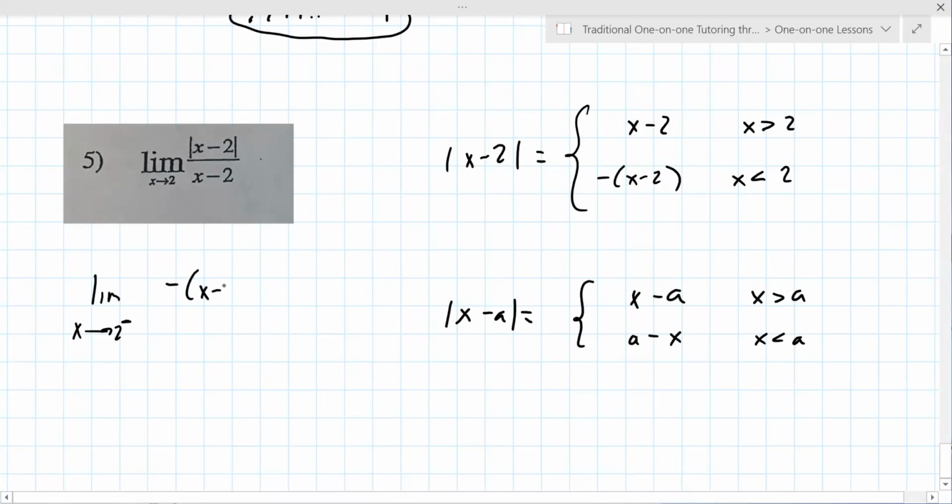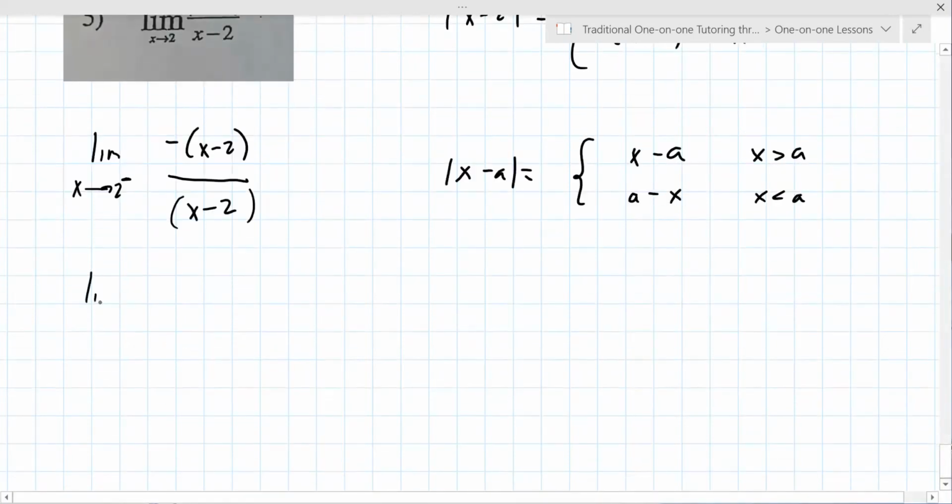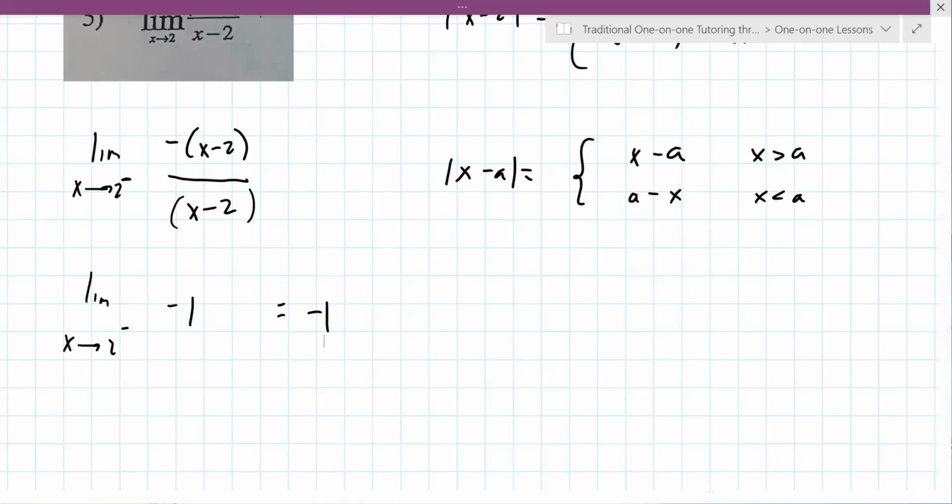But why would you not use just 2? Why are you using it only from the left? We're going to do it from the right also, and we're going to see if they're the same. Oh, I see. Okay. So then this is over x minus 2. So this cancels, and you get the limit as x approaches 2 from the left as -1. So that equals -1.